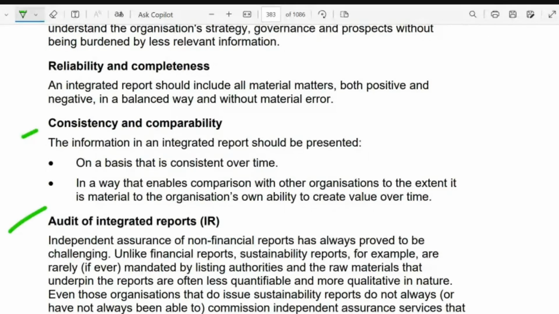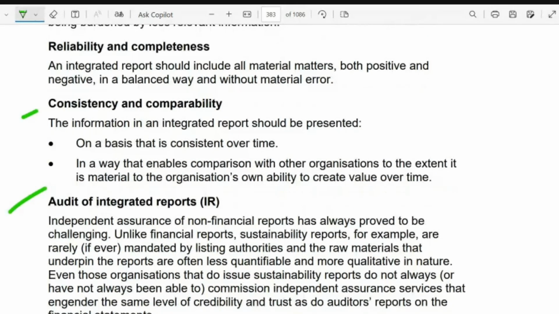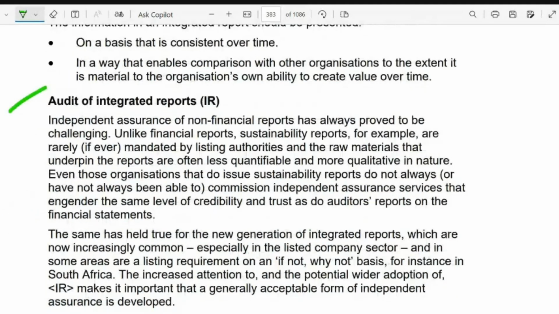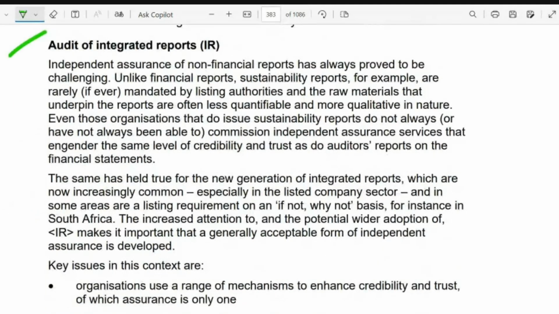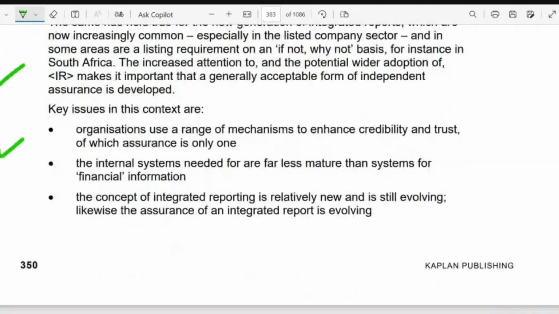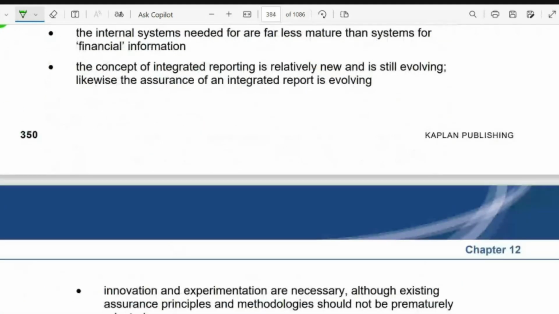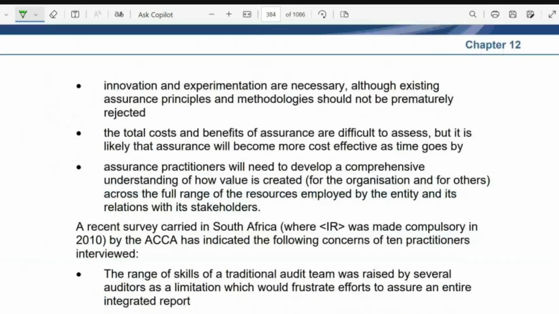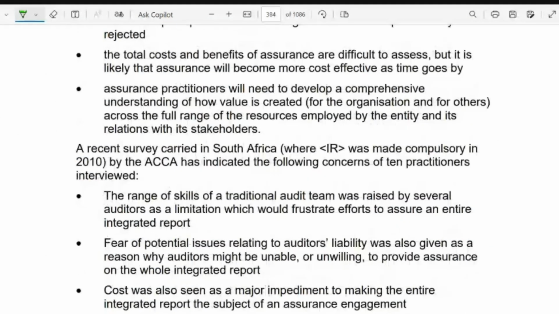Audit of integrated reports. So how does it happen, how do they audit it? Key issues of the context. What are the components of key issues? A recent survey in South Africa, where IR was made compulsory in 2010 by the JSE, indicated the following concerns of 10 practitioners interviewed.